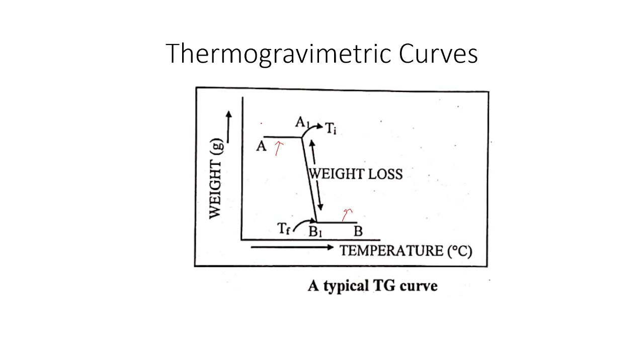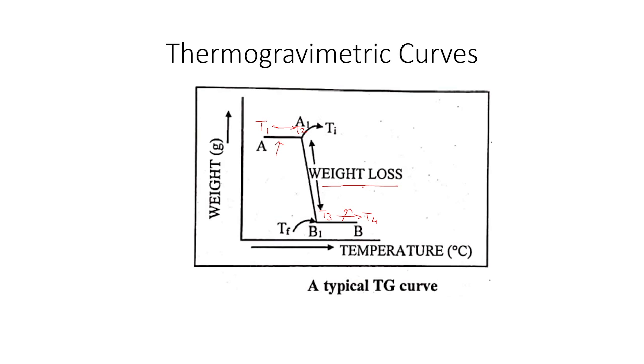For example, if you start here at T1, and the change started at T2, so from T1 to T2 the substance is stable, and from T2 to T3 it is changing, again from T3 onwards up to T4 it is stable. That is the very important information you can get. The curved portion indicates the weight loss. Here in the graph itself it is indicated. This part T2 to T3 indicates the weight loss.